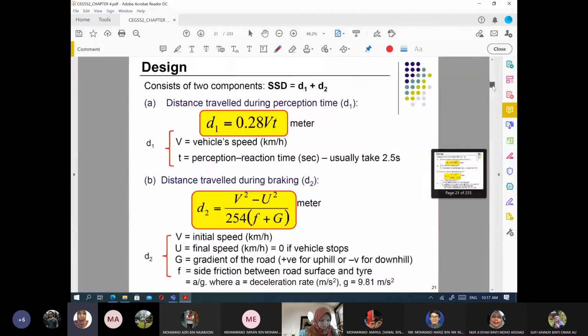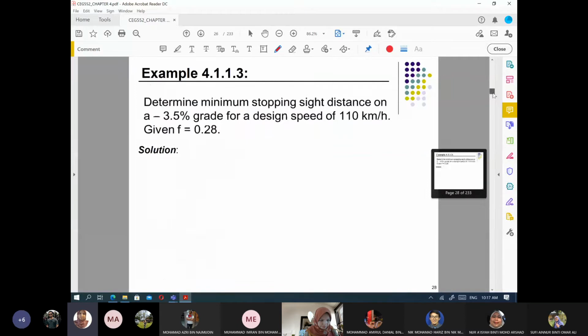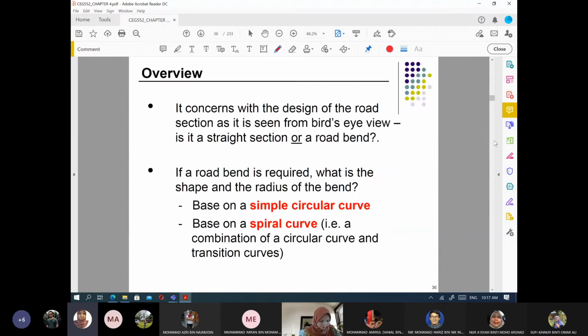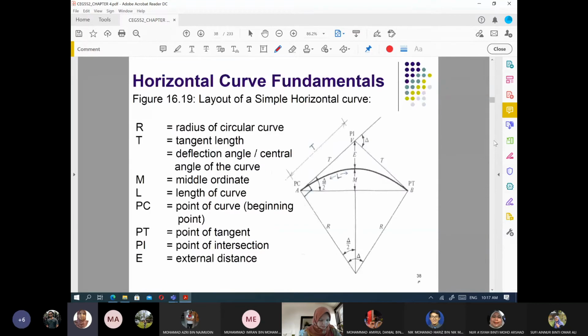Okay, and then we have 4.2. 4.2 is horizontal alignment. This is also something that you have already looked into when you are in diploma, but it is much more detailed, right? Because if you can see, they will give you this value of M. See this one? M at the center there, that is the middle ordinate. This is something new for the students when we are talking about horizontal alignment.